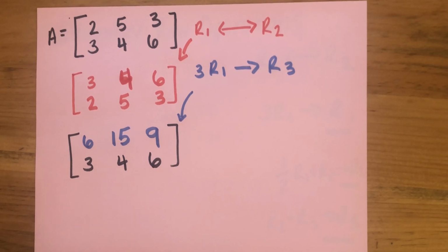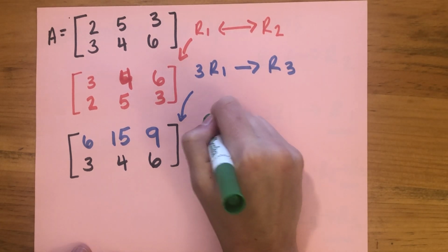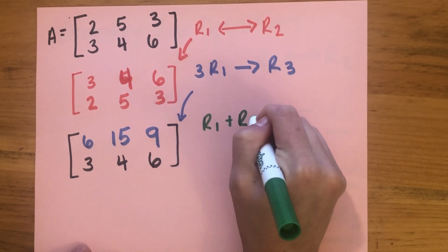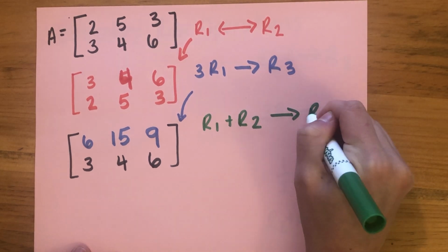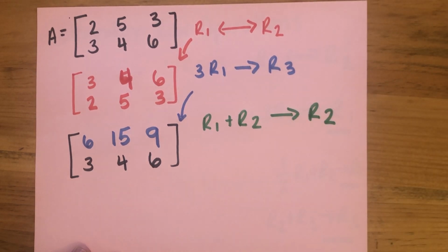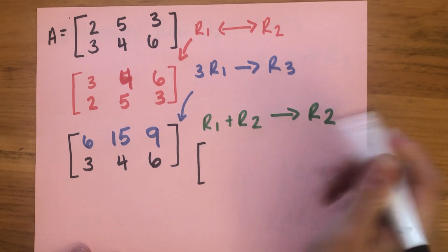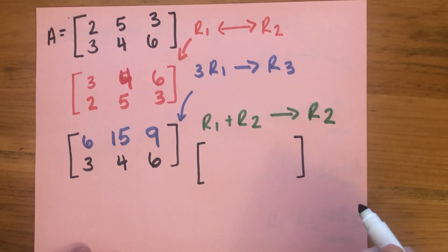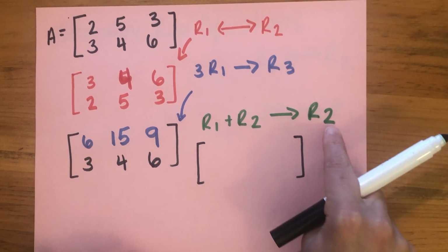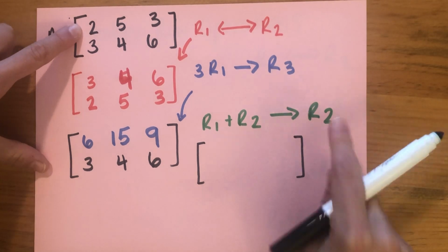Now we can also add the rows together. So let's do row 1 plus row 2, and let's keep it in row 2. For this example, we have to think which row stays the same. Well, since it's ending up in row 2, we know that row 1 stays the same.